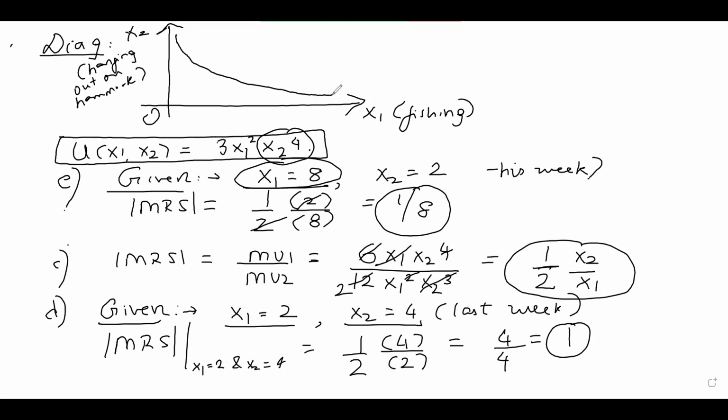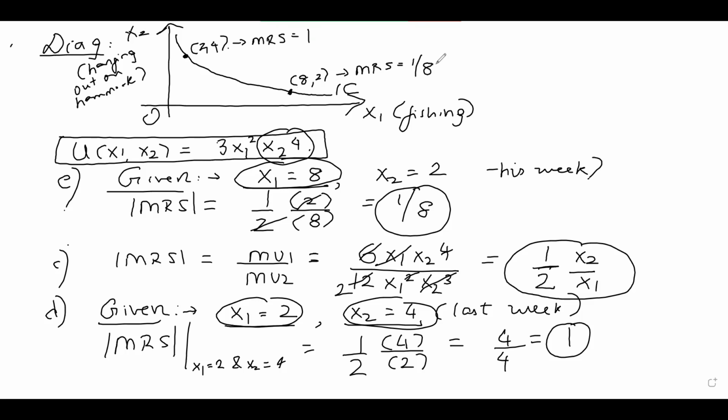Okay, so last week on this indifference curve, the bundle was 2 and 4. That means x1 was 2 and x2 was 4. And the MRS in this case was coming out as 1 in absolute terms. This was last week. This week, you have 8, 2. Now 8 hours of fishing and 2 hours of hanging out on the hammock. Here the MRS is coming out as 1/8. See?